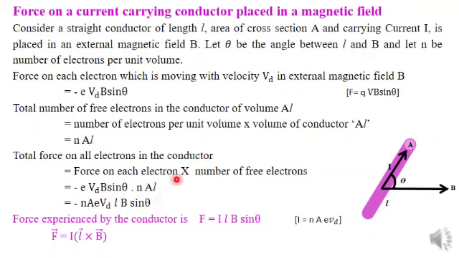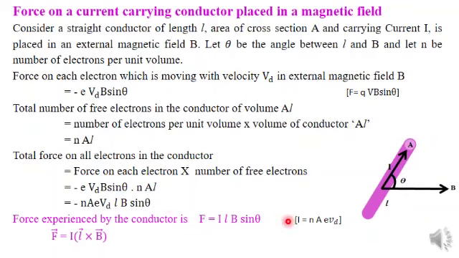After the rearrangement, the expression becomes minus n A e Vd L B sin theta. This is the total force experienced by all the electrons inside the conductor. But since the electrons are inside the conductor, this force on all electrons is experienced by the conductor itself. So this is also the total force experienced by the conductor.